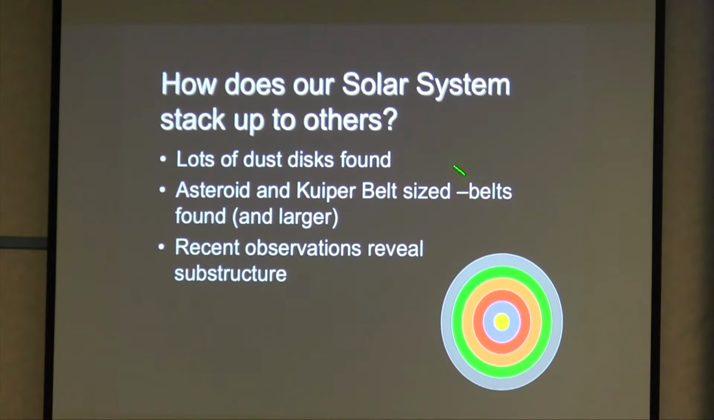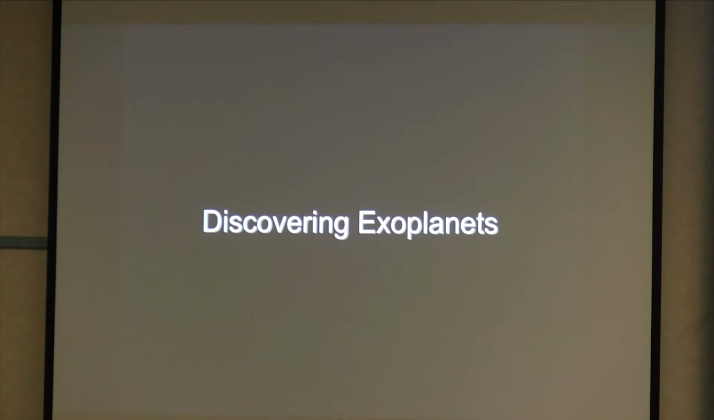All right, and we're seeing these disks when we're seeing substructure within the disks. All right, well, that's great. Okay, so far, big thumbs up for all our ideas. We're really happy. Then we start discovering planets. All right, now how are we going to discover these exoplanets?